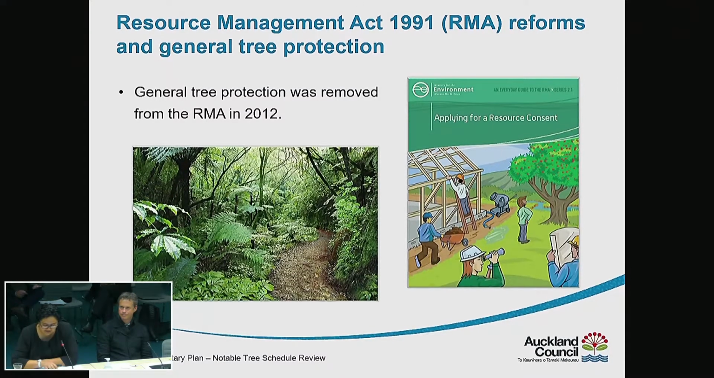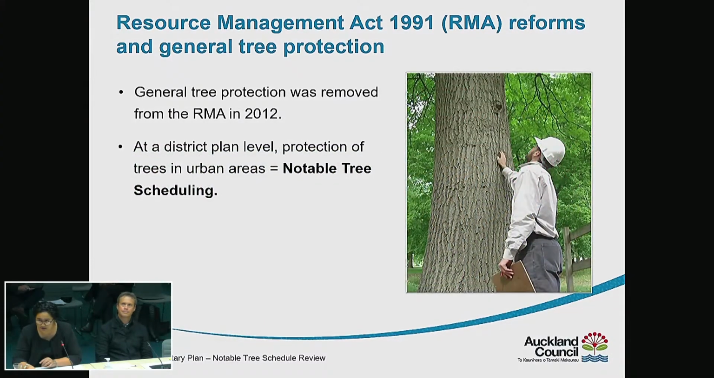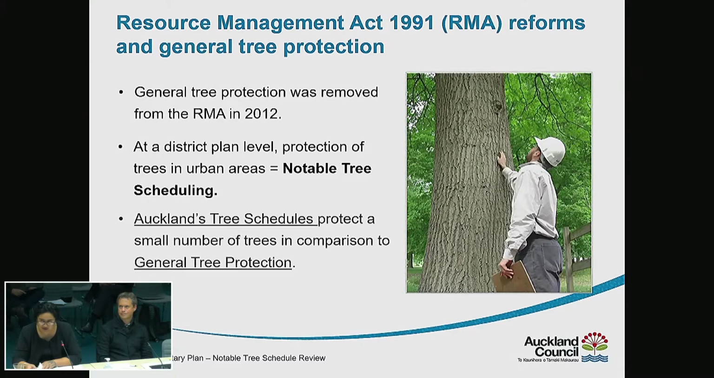There are other mechanisms available to Council through the RMA, which enable Council's protection of significant ecological areas and other groups of trees. However, these are on a regional basis and can only be applied if they are based on regional functions, such as natural hazard management or the maintenance of indigenous biodiversity. At a district plan level, tree protection in urban areas can only occur through notable tree scheduling. Auckland's tree schedules protect a small number of trees in comparison to the protection that general tree protection could provide.